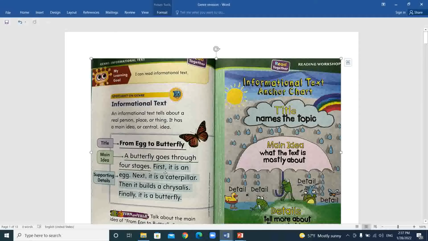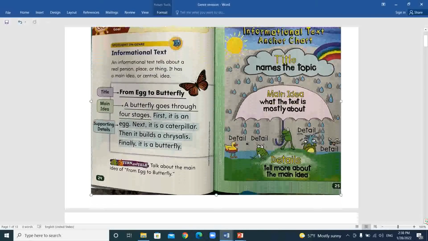And the other details that are highlighted here in blue are called the supporting details. They are details from the story that support or help you understand or find the main idea. Okay? And as you see here, it's in chronological order. That means these are the order of the life cycle of a butterfly. Okay, if you look at the anchor chart, you'll see that the title usually names the topic. What is the story about? Okay, main idea or the central idea is what the story is mostly about. And then you have details in the story that tell you more about the main idea. Okay, so that's the first informational text.